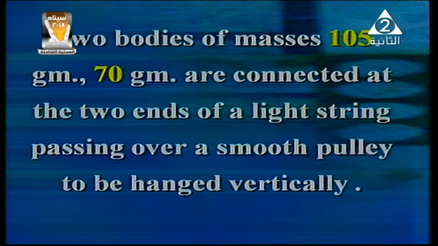Two bodies of mass 105 gram and 70 gram are connected at the two ends of a light string passing over a smooth pulley, hanging vertically. Remember, dear student, we have two bodies of mass 105 gram and 70 gram connected at the two ends of a light string passing over a smooth pulley to be hanging vertically.